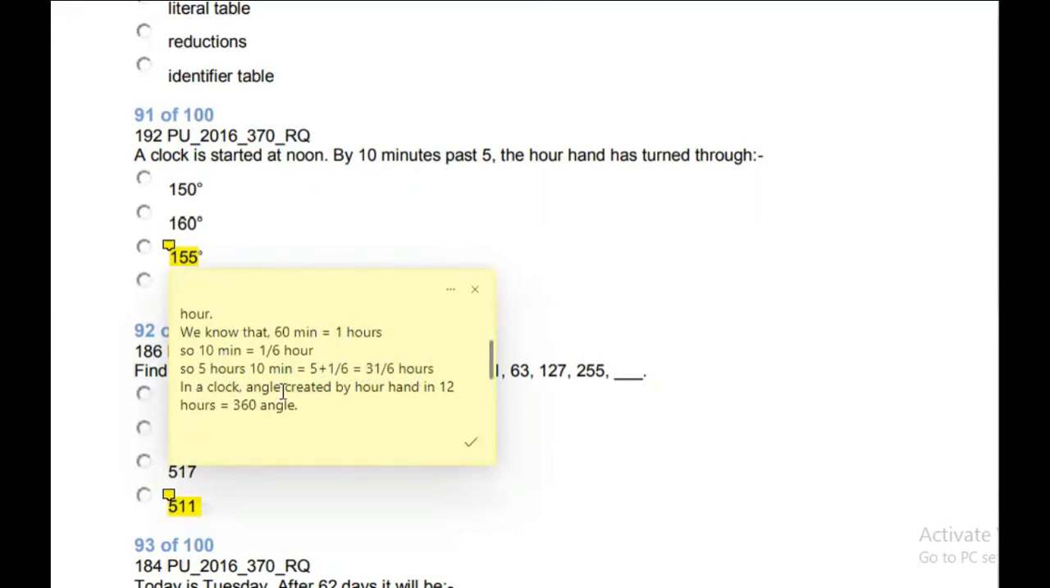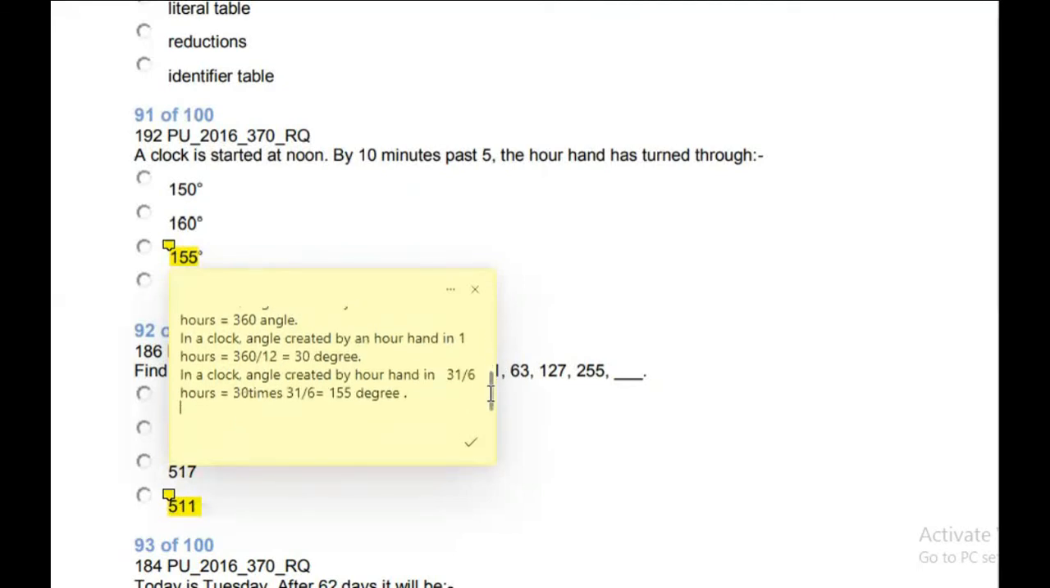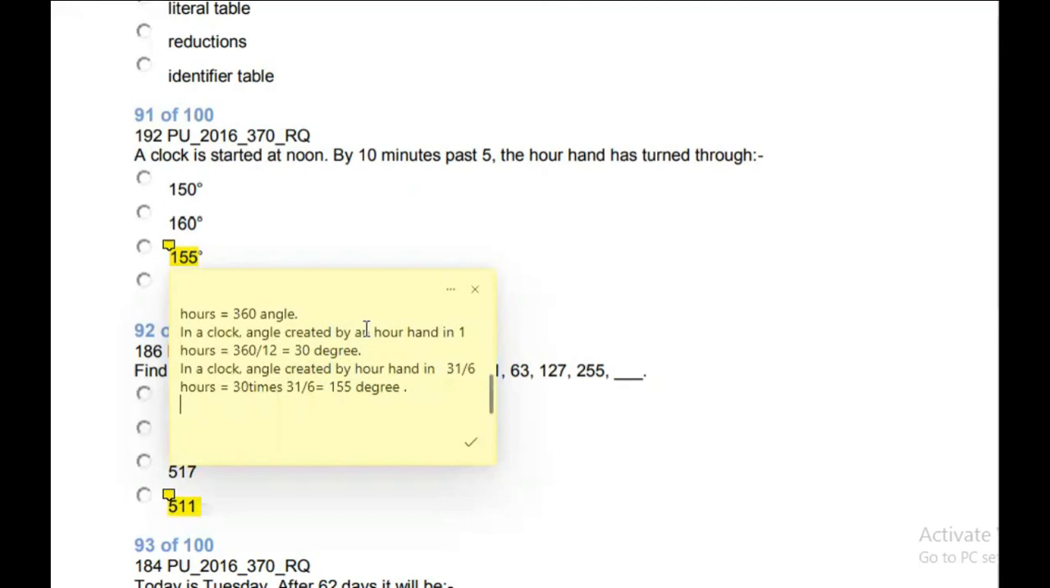In a clock, the angle created by the hour hand in 12 hours is 360 degrees, because in 12 hours the hour hand completes one cycle. So the angle created by the hour hand in 1 hour is 360 by 12, which is equal to 30 degrees.